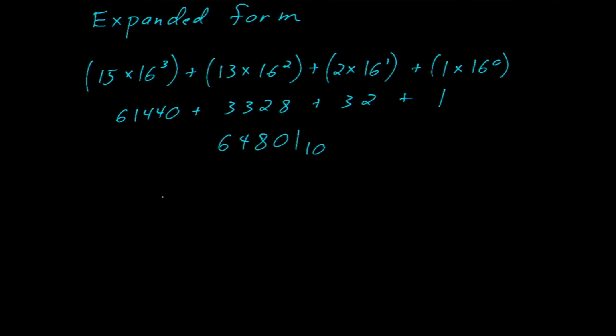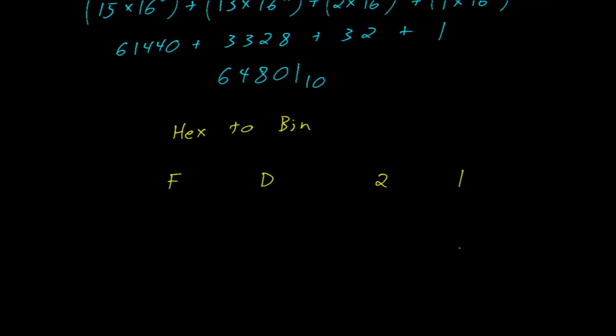One last time, let's do a hex to binary conversion. We write the hex number with a little bit of spacing between the characters. And once again, we use that 3x5 note card converter, where you find that F is 1111, D is 1101, 2 is 0010, and the symbol 1 is 0001.